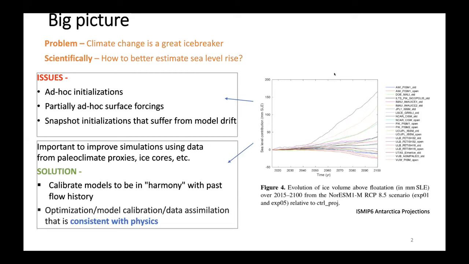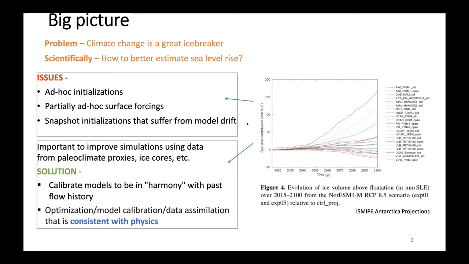And so to improve the simulations, we can use recently collected data from paleoclimate proxies, ice cores, et cetera. And the solution is to calibrate these models to be in harmony with the past flow history by performing data assimilation that is consistent with physics. And physics here being PDEs, partial differential equations.